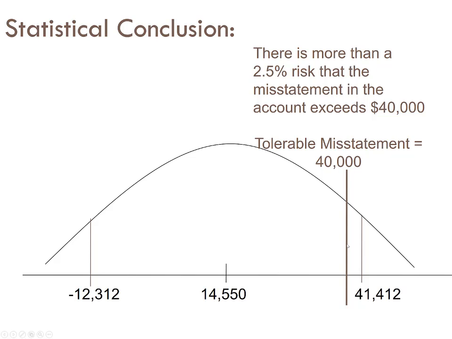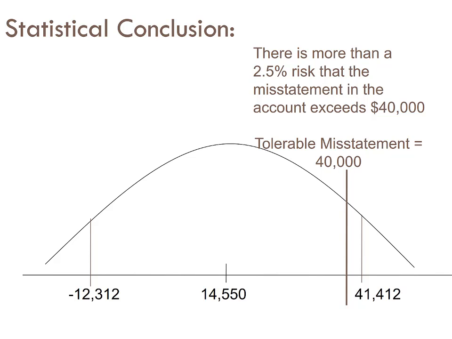That's our statistical conclusion where we've quantified the risk. There's more than a 2.5% risk that the misstatement in the account exceeds $40,000. Again, 2.5% is exactly that line. So if we come to the left of it, we say that there's more than a 2.5% chance.